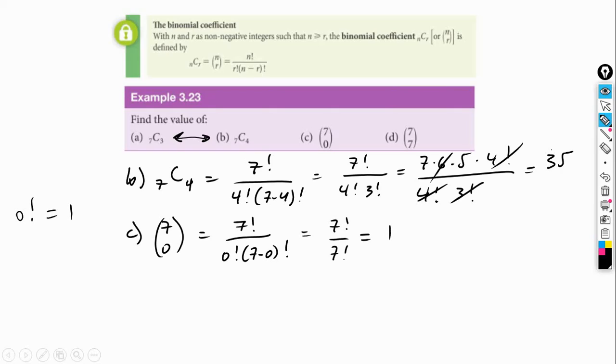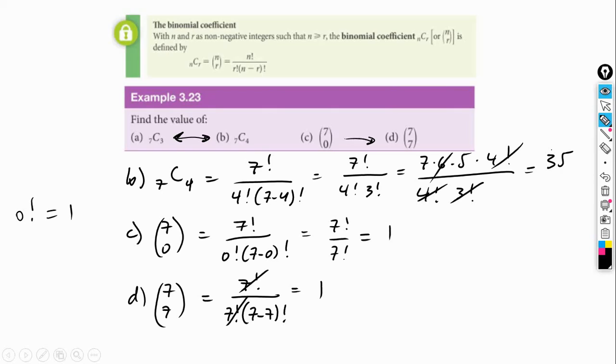D is also similar because if you look at D, which says do the combination with 7 and 7, this is going to be 7 factorial over 7 factorial times 7 minus 7 factorial. So notice that this will cancel out with this, and this is simply going to be 0 factorial, which is 1. Therefore, this is equal to 1. So notice that these two are also equivalent.